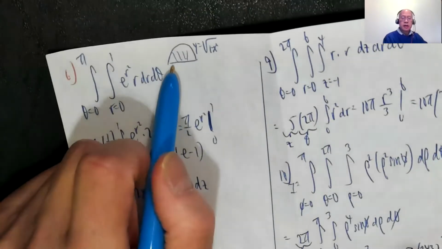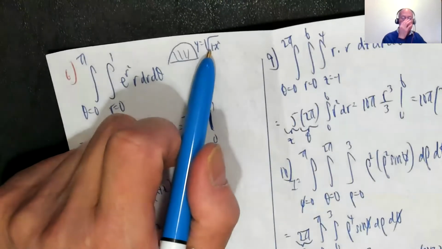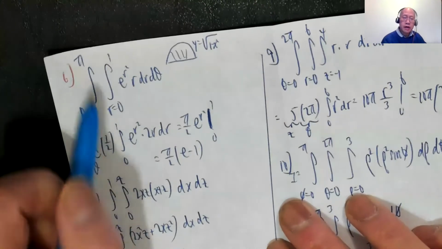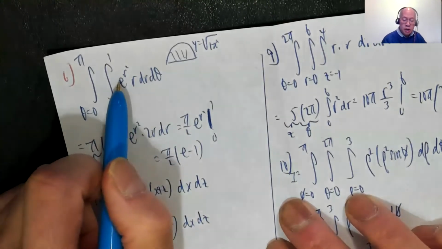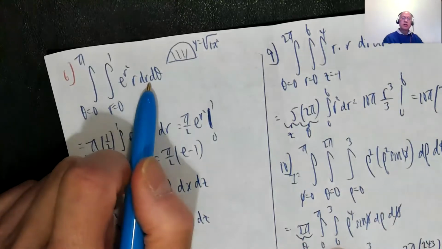Number 6, the picture looks like this. X is going from negative 1 to 1. Y is going from 0 to radical 1 minus x squared. That's my unit circle, half of it. So theta goes from 0 to pi. R goes from 0 to 1. The integrand e to the x squared plus y squared is e to the r squared, r dr d theta.